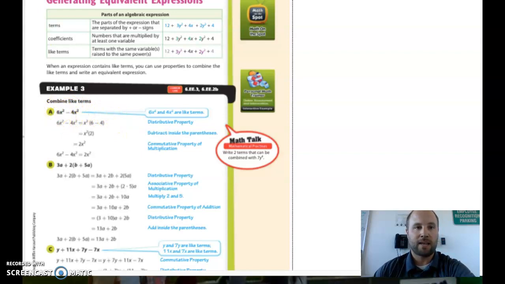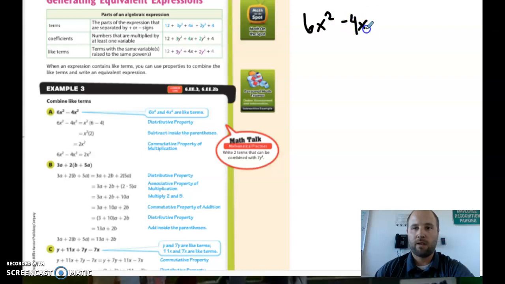So we've got 6x squared minus 4x squared. Remember, we're going to focus on two things. Hopefully you have your notes out and you're paying attention. We're going to focus on the variables. So our variables match. And then we're going to focus on our exponents. Remember, our exponents have to match, and they do. Look at that.